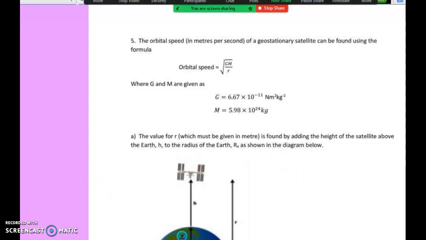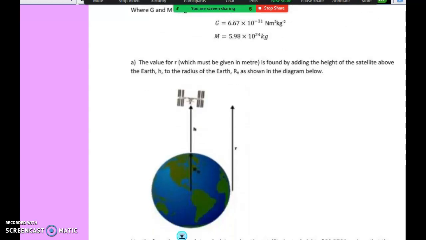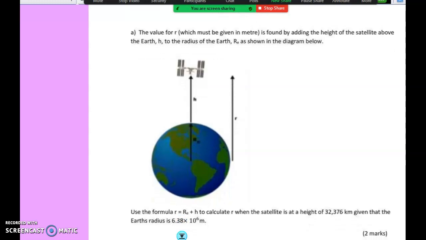Okay, so question 5 then. We want to work out the orbital speed. We work that out using the formula the square root of G times M divided by r, and that gives us the speed in meters per second. First thing we need to do for part A is work out the value of r.